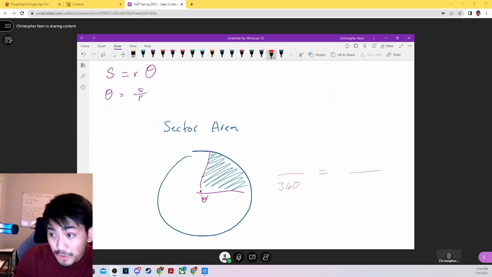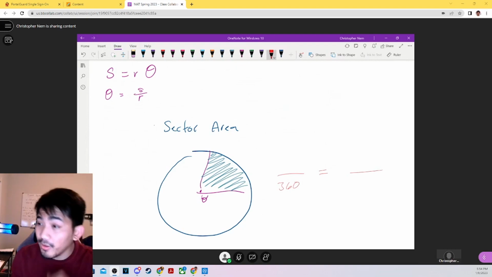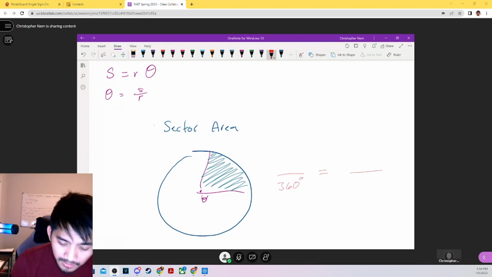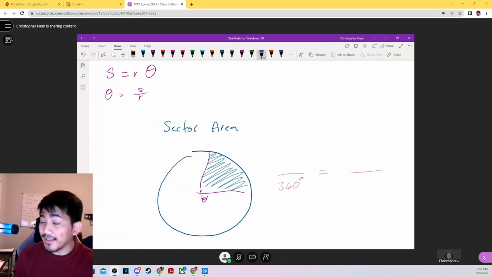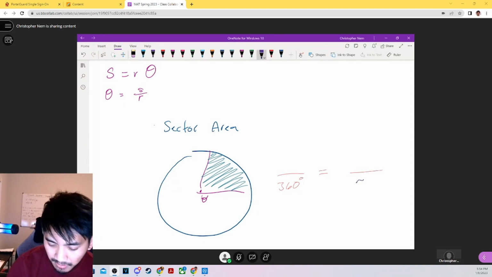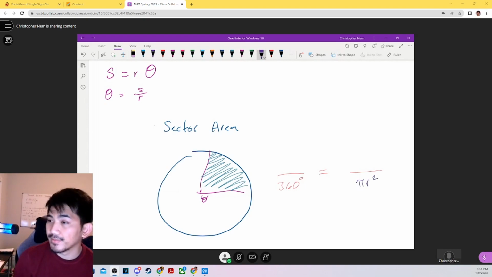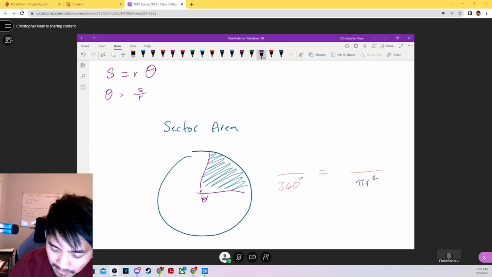360 degrees. You can use 2 pi as well if you want to, but then your numerator has to be in radians. 360 degrees. Now, instead of the length of the entire circle, we need the area of the entire circle, which is pi r squared. And then I want to solve for that area created by that sector area. So I'm going to put x. And then this is going to be over theta.